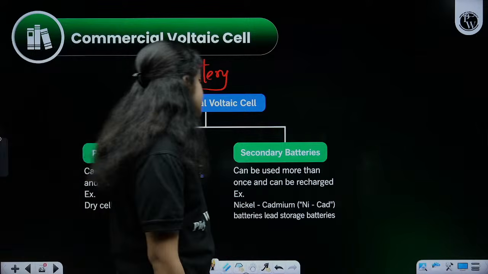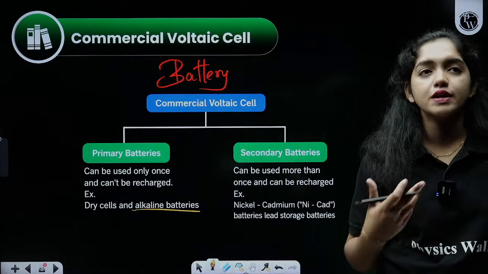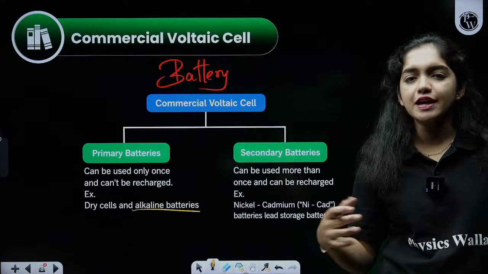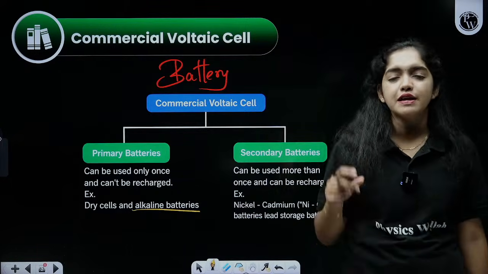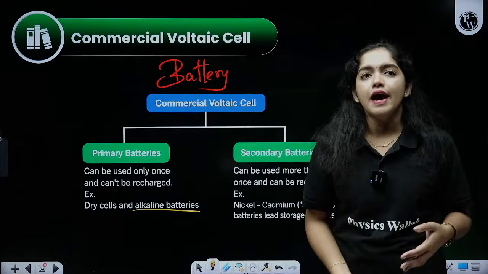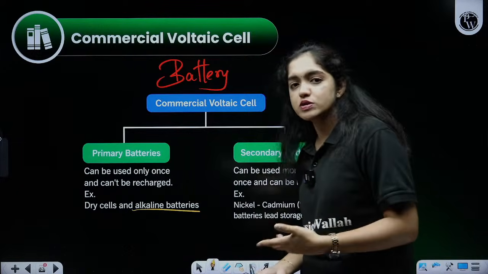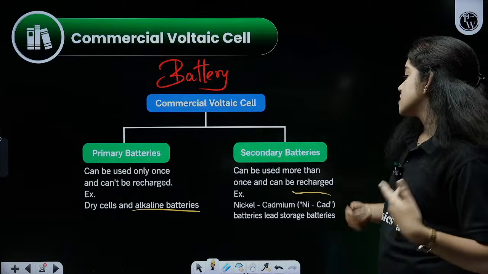And the next one is secondary battery. Secondary battery means it can be used more times. When the charge is over, we can again recharge it. Charging, recharging cycle, charging, discharging cycle. These will be the charging and discharging cycles. So we can use it again. Secondary is rechargeable, reusable, it won't die. So it can be recharged many times.